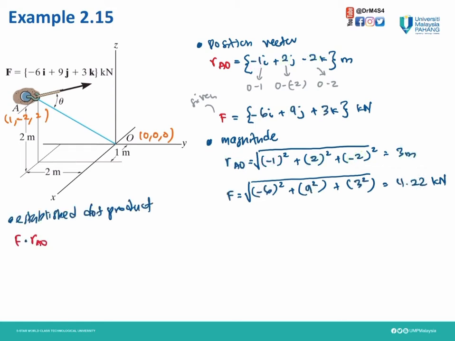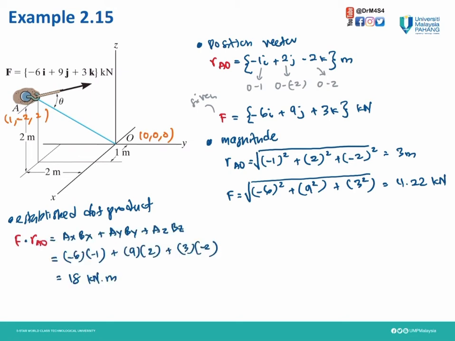Then we need to establish the dot product F dot ROA. Remember I told you this is the form of the dot product. So for AX BX it is negative 6 times negative 1. For AY BY, 9 times 2. For AZ BZ, 3 times negative 2. So the answer for F dot ROA is 18 kilonewton meter.